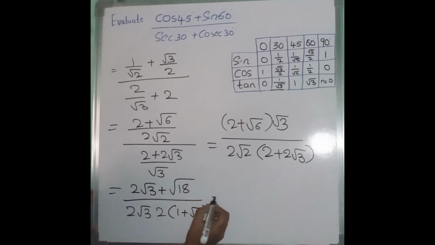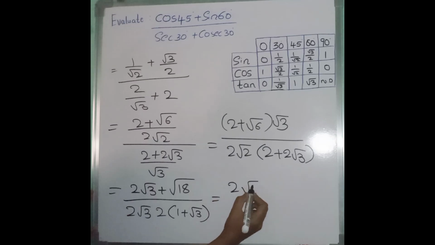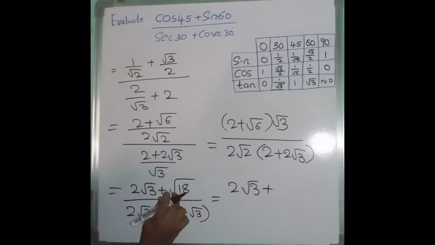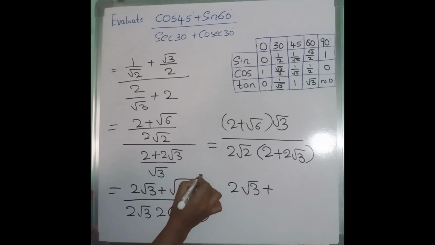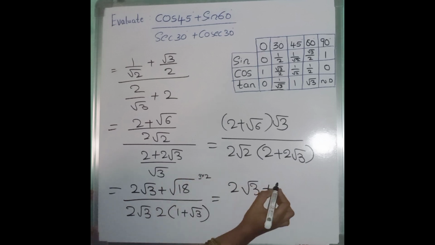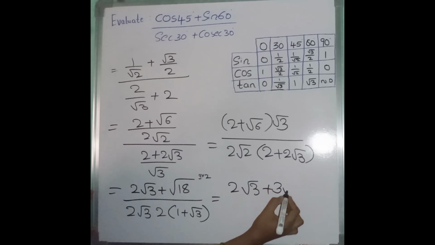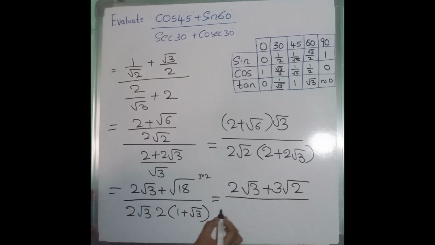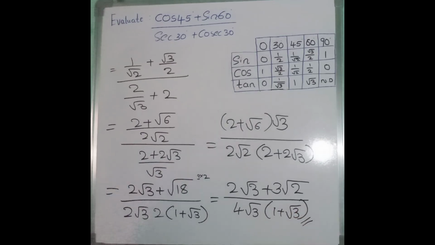In the next step, 2 plus root 3 write as it is, plus 18 is written as 9 2s are 18. Square root of 9 is 3. Taken 3, here is a 2, divided by 2 2s are 4 root 3 into 1 plus root 3. This is the answer. Understand students?